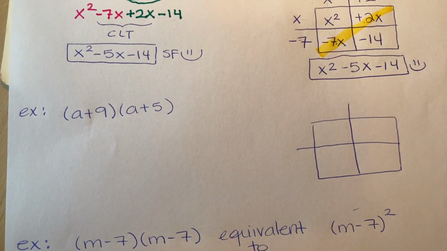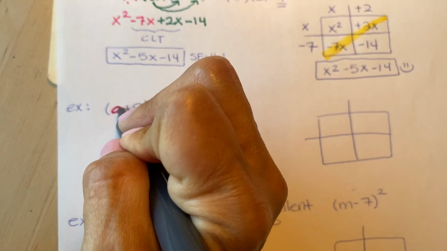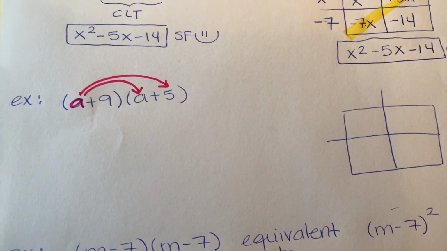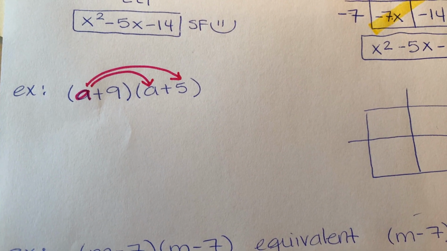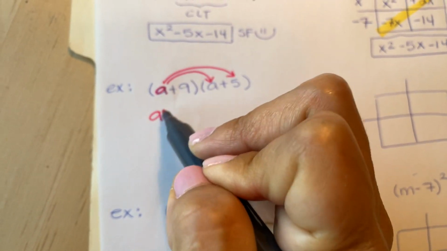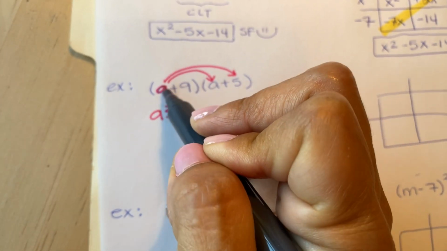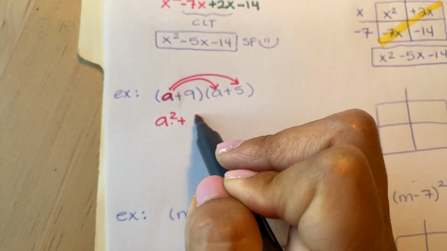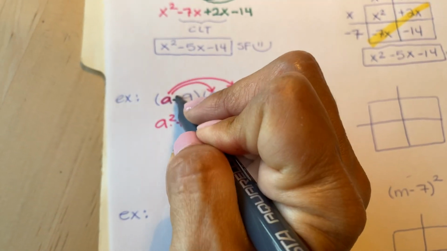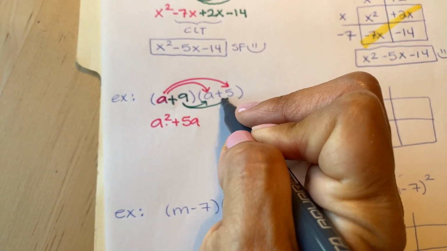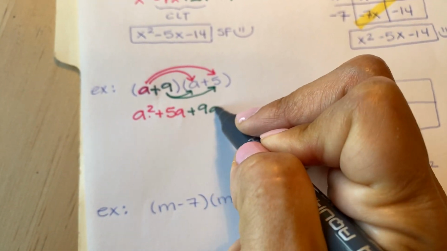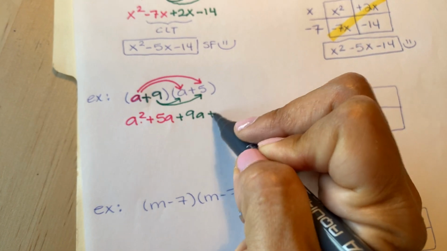We're going to go ahead and FOIL, so pink marker. I have this a, and I'm going to multiply it into both terms in the second binomial. So you should get a squared, because a times a is a squared. A times 5 is positive 5a. Next, this positive 9, multiply, correct? So positive 9 times a is plus 9a. Positive 9 times positive 5 is positive 45.